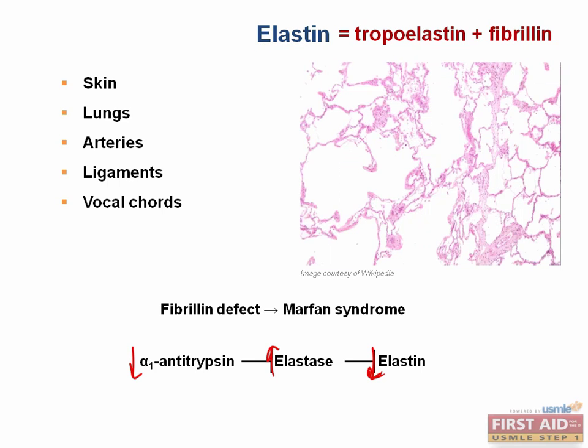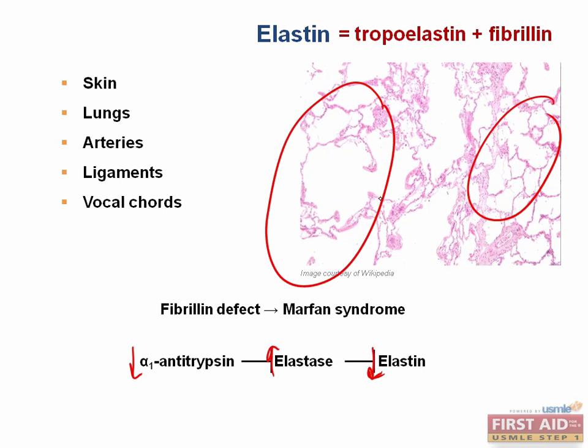This also creates problems in the alveoli of the lung, where lack of elastin results in emphysema, especially in patients who smoke cigarettes, since cigarette smoke also inhibits alpha-1 antitrypsin. In this image, you can see normal alveoli on the right and alveoli damaged by elastase on the left, which is what emphysema looks like. A common treatment of alpha-1 antitrypsin deficiency is intravenous infusion of alpha-1 antitrypsin, and interestingly, this also helps patients who have emphysema from smoking.